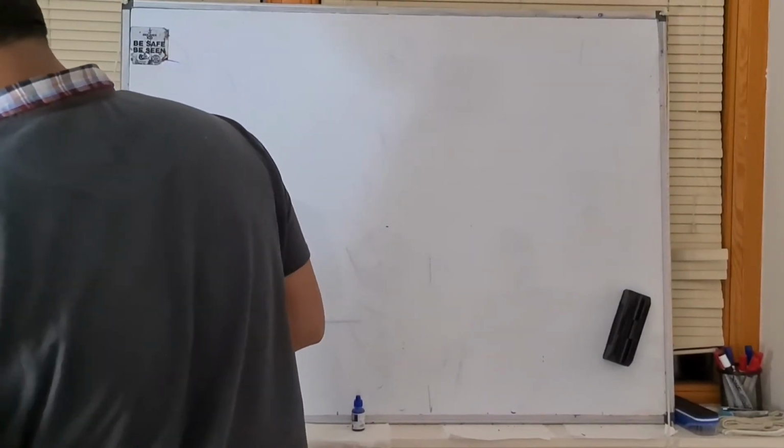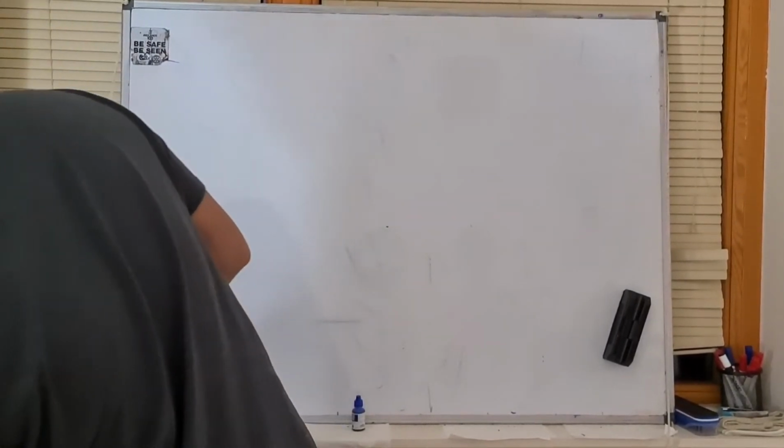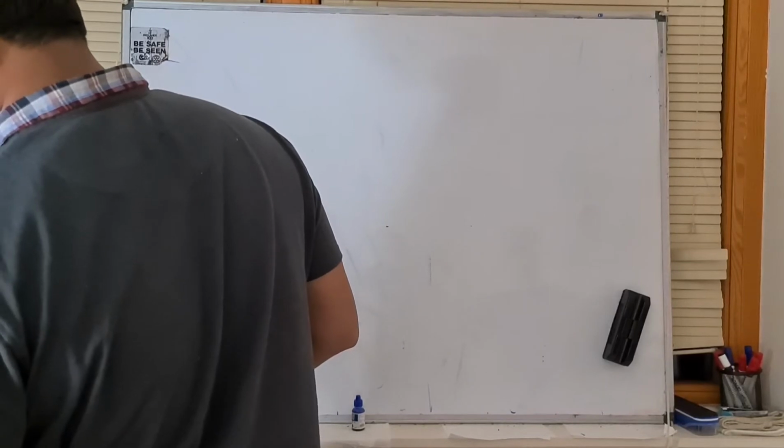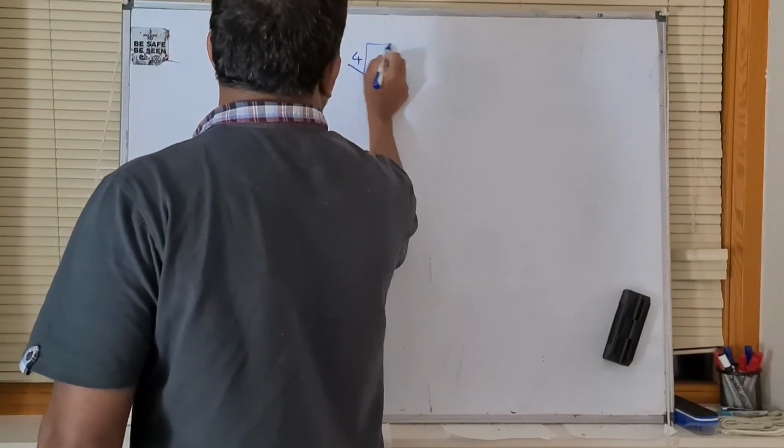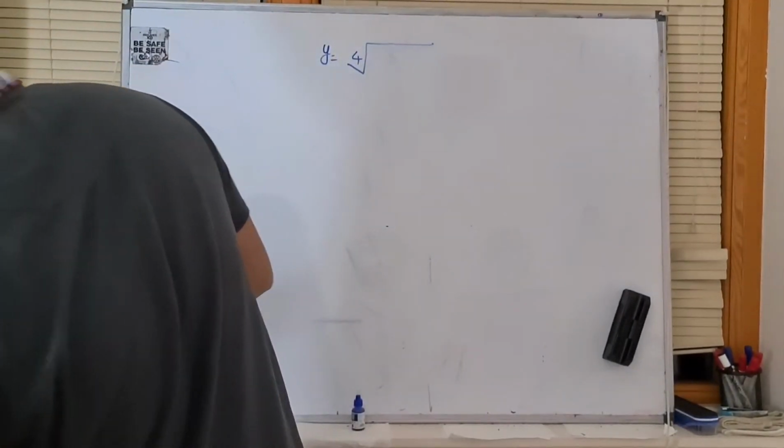So there is a curved line given. Y is equal to the 4th root of 15x plus 1.